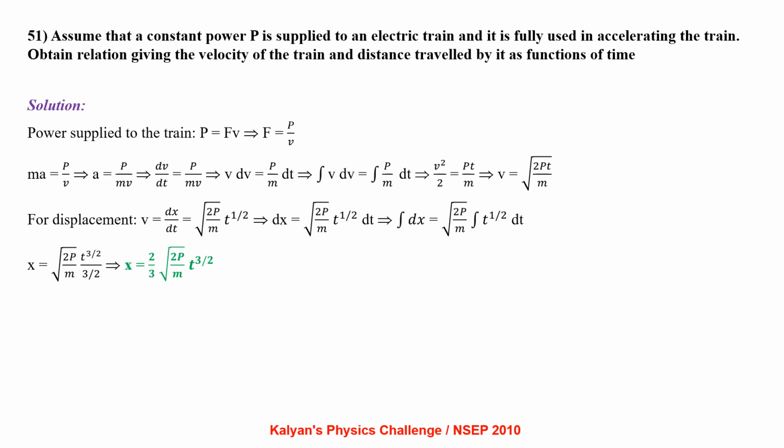From there dx equal to root of 2p by m t power 1 by 2 dt. Integrating on both sides, we get an expression for x as 2 by 3 times root of 2p by m t power 3 by 2.